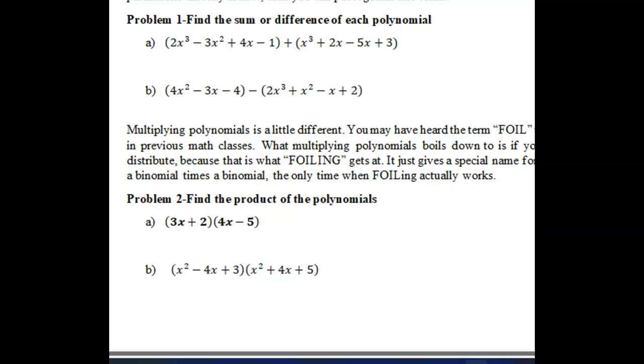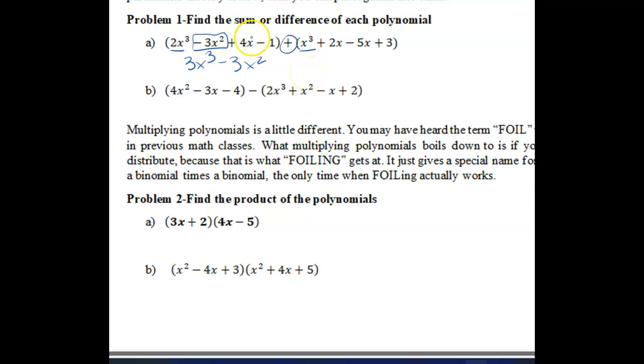So on problem A, I see that there's a plus sign, meaning that there's a sum involved. Since there's a plus sign, I can basically drop the parentheses and just add my like terms. See that I've got a 2x cubed and an x cubed, so I can add those together, giving me just a 3x cubed. I see then that I've got a negative 3x squared and no other x squared, so I just drag that down.